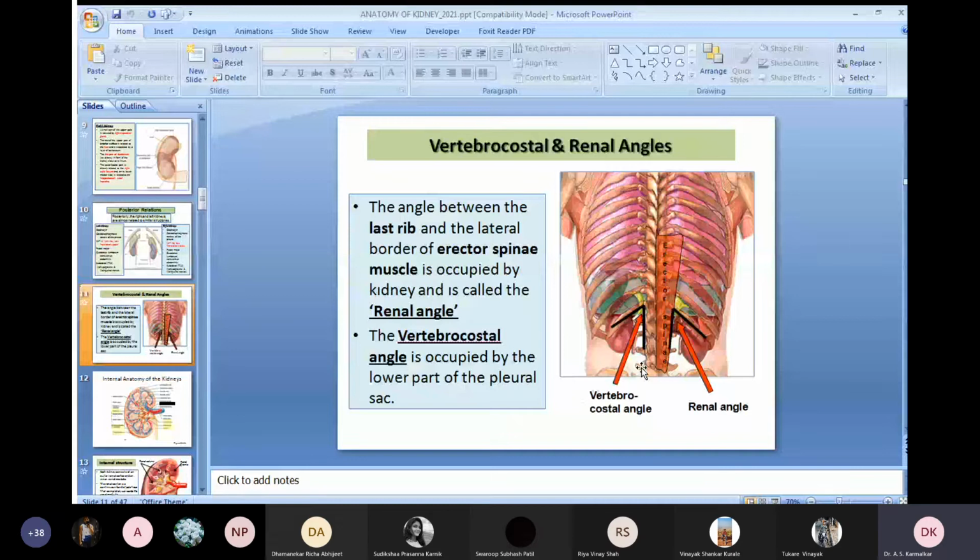There is an angle called a renal angle. This renal angle is occupied by the kidney, and it is an approach for the operation also. So what is this renal angle? It is the angle between the 12th rib.